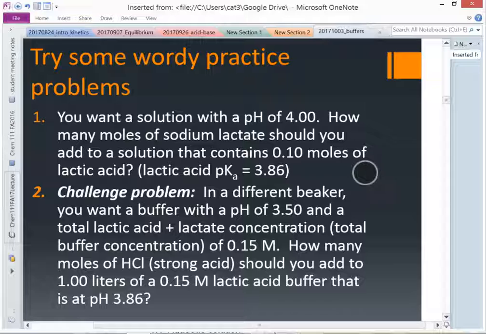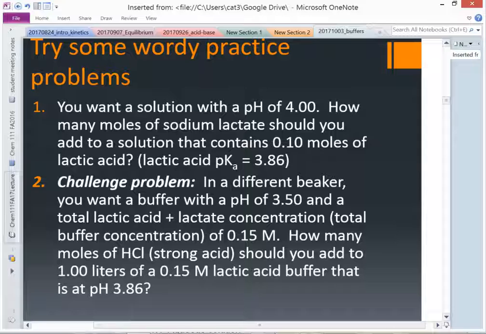Here are two problems. Both are buffers. Let's do the first one. The second problem is, if you can do this, then you're totally ready. It's probably more than I would give you on an exam just for the sake of time, but it's a very realistic problem. If you can do it, then you're going to go.